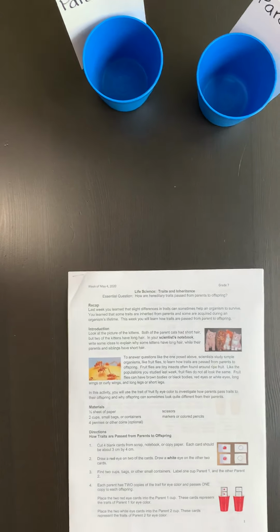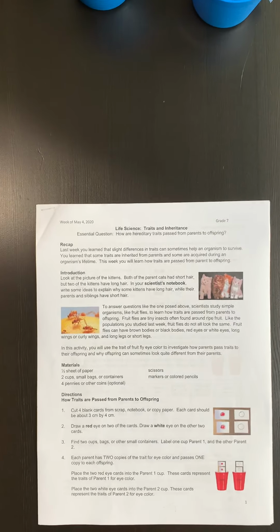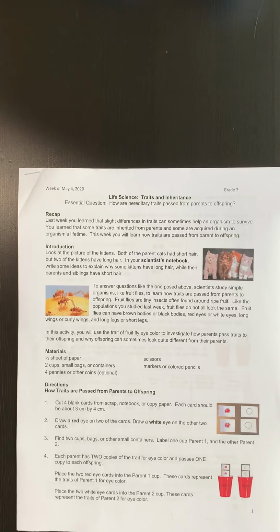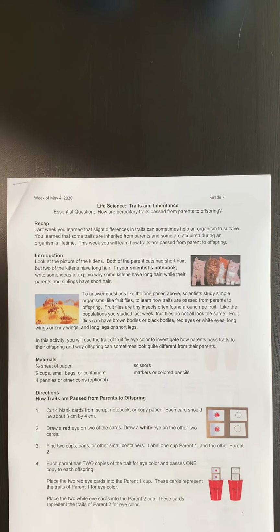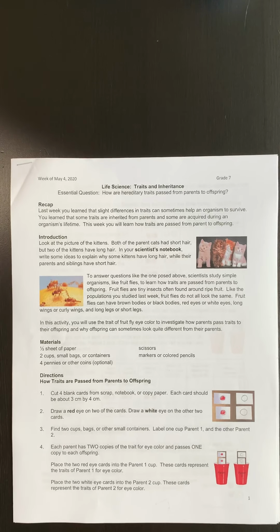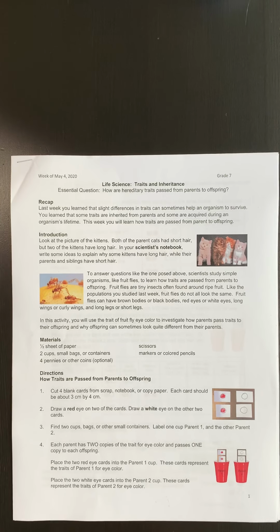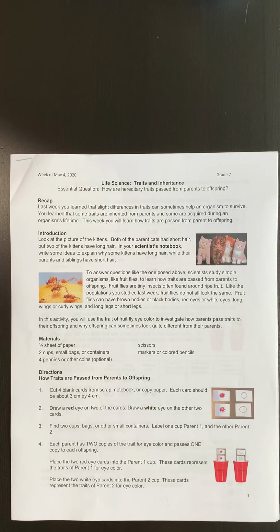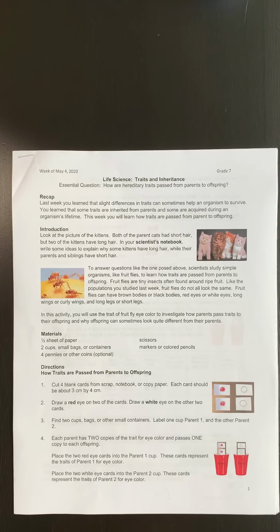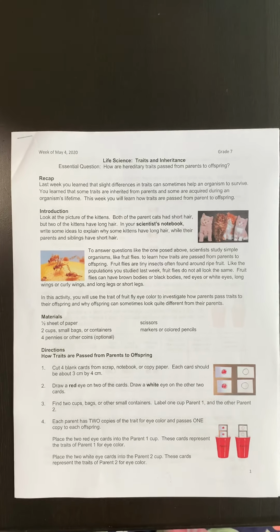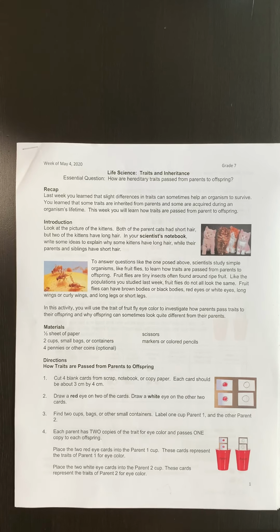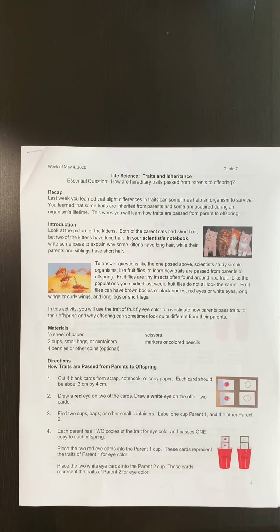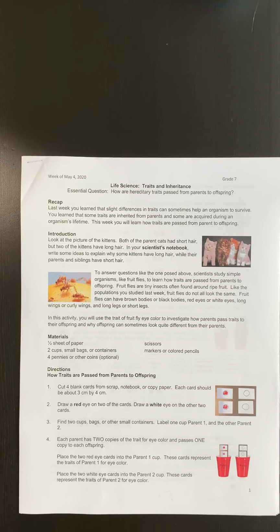So this week we are looking at traits and inheritance, which means how are traits passed down from parents to offspring. So last week you learned about traits and variations in traits, and that some of them are hereditary, meaning we get them from our parents. So let's say you have a parent with brown eyes and you have a parent with green eyes. How do you know if you're going to get brown eyes or green eyes?